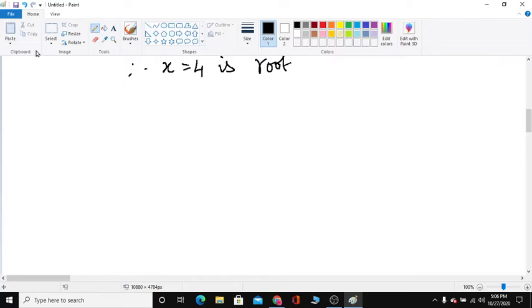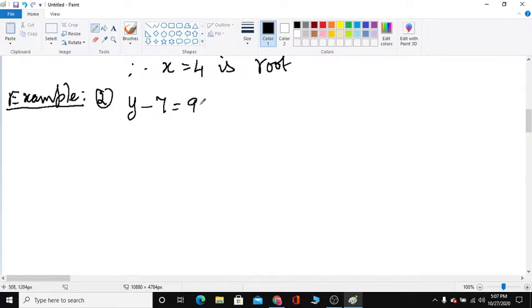Example 2, what is the equation? y minus 7 is equal to 9. The left hand side of the equation is y minus 7, and the right hand side of the equation is 9.